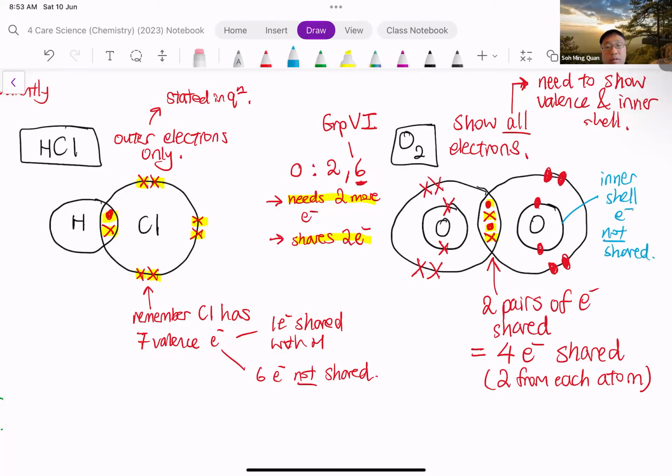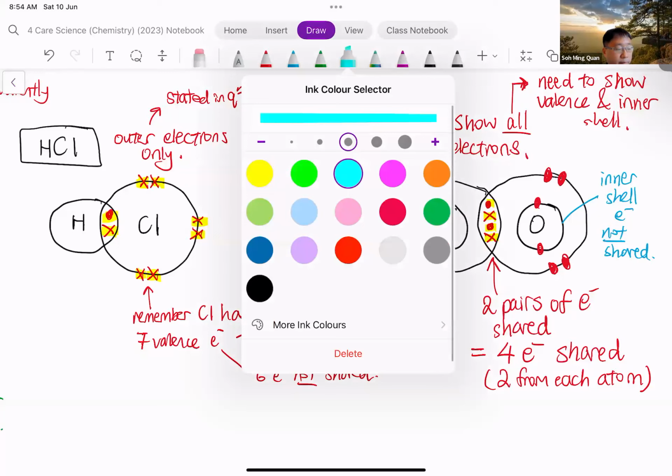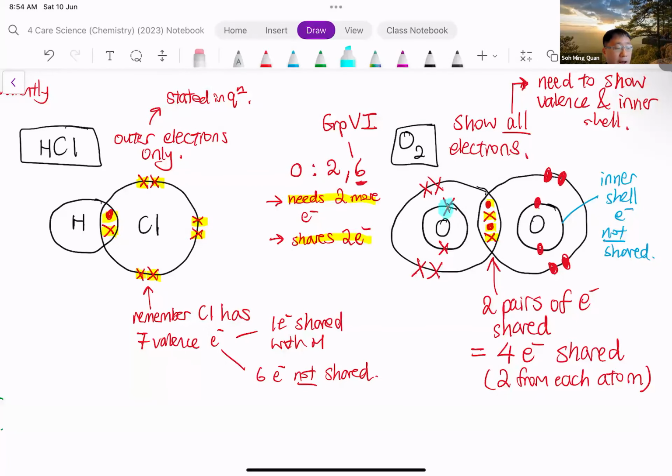Okay? So very often, they will ask you to count how many electrons are shared. In this case, 4 electrons are shared. But how many electrons are not shared? So let's count together. 1, 2, 3, 4. The 4 inner electrons are not shared.